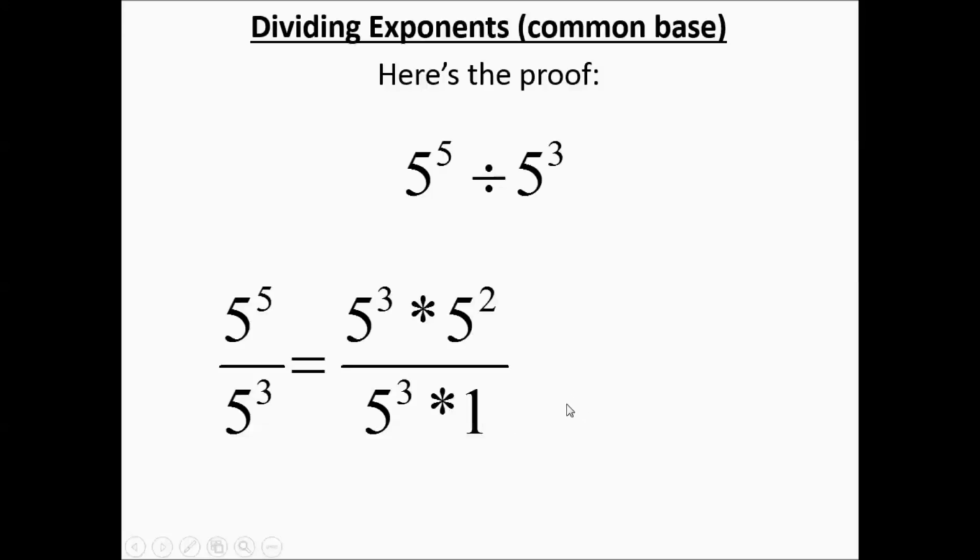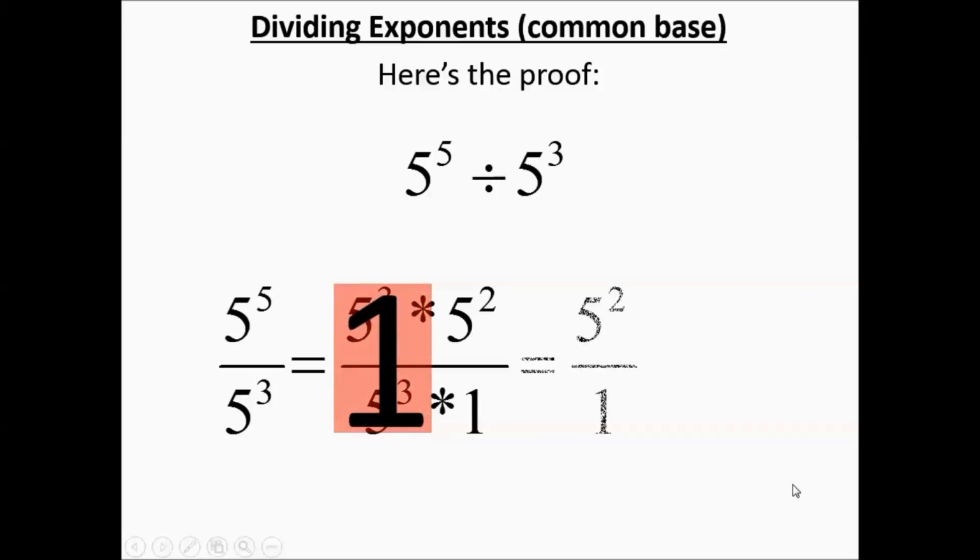Now the reason why I'm doing this is because we're going to go look at this 5 to the 3rd over 5 to the 3rd. And what happens is anything divided by itself basically is 1. So they're pretty much eliminated from this problem. You don't have to consider them anymore. They divide out by 1, and so we're just left with this 5 to the 2 over 1, which simply is 5 to the power of 2.